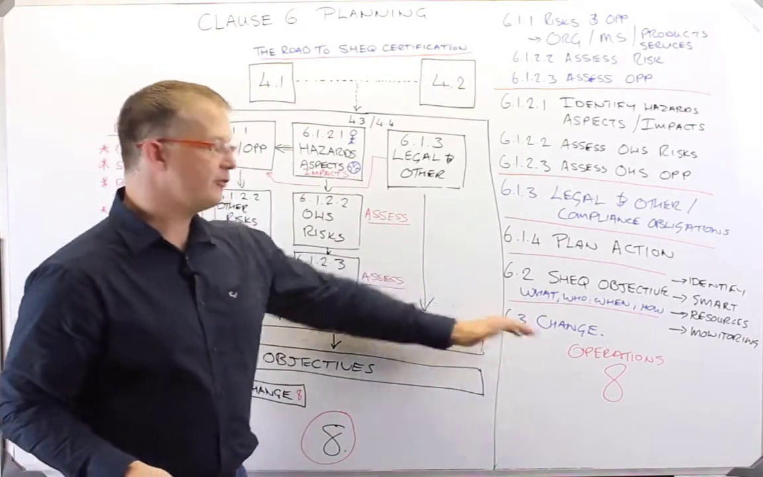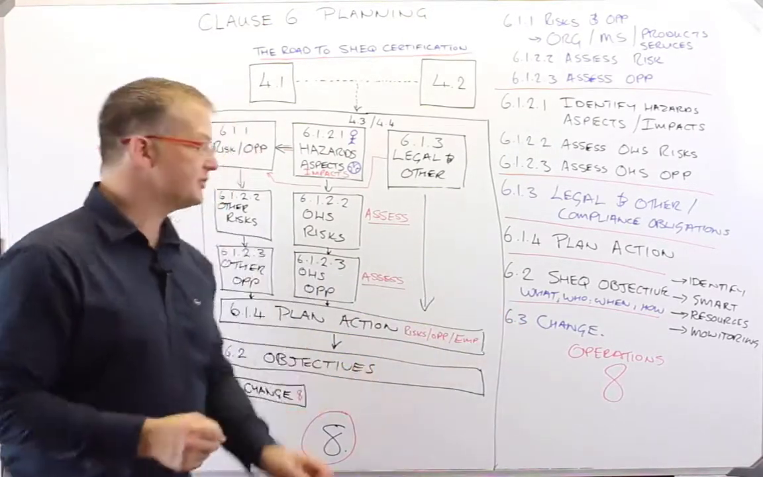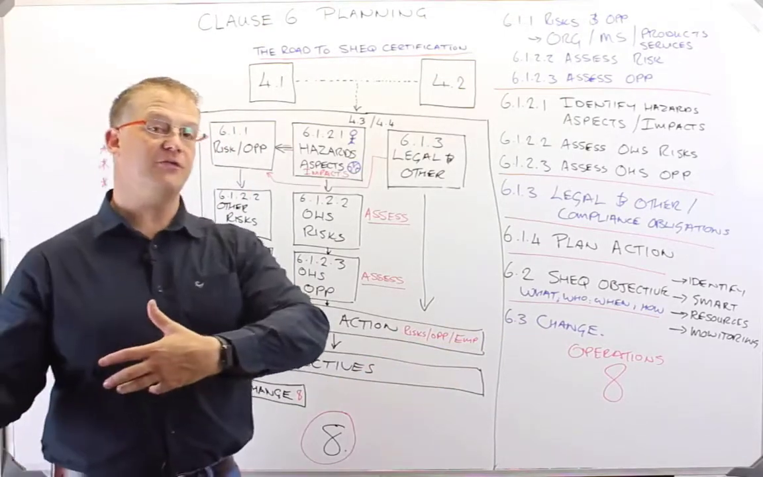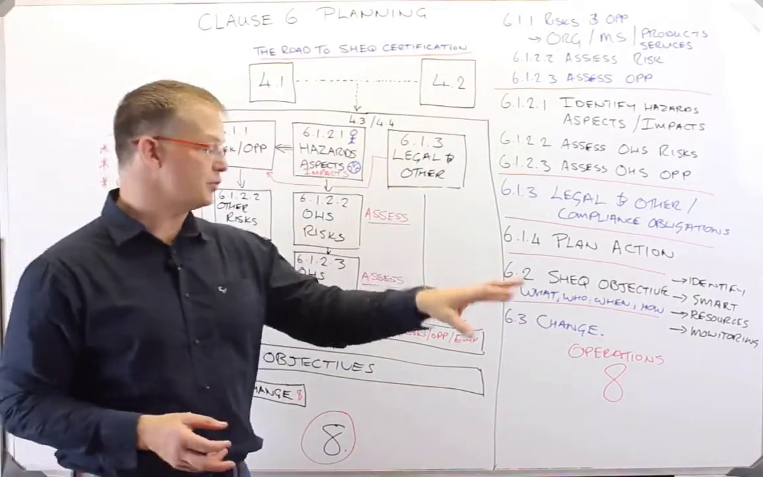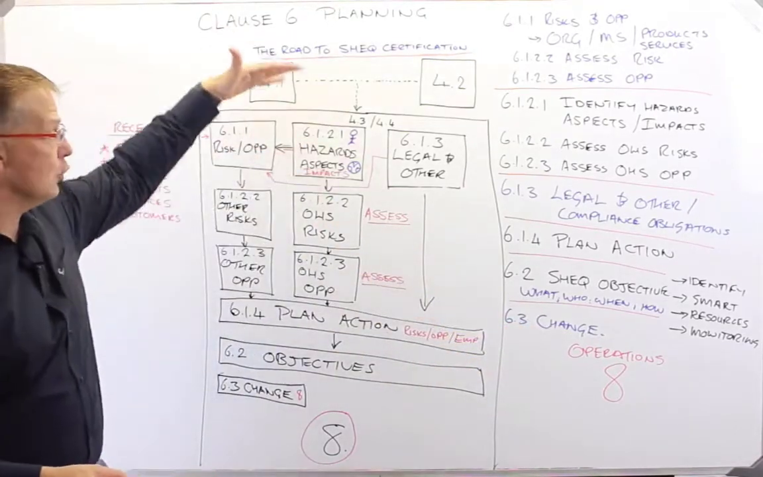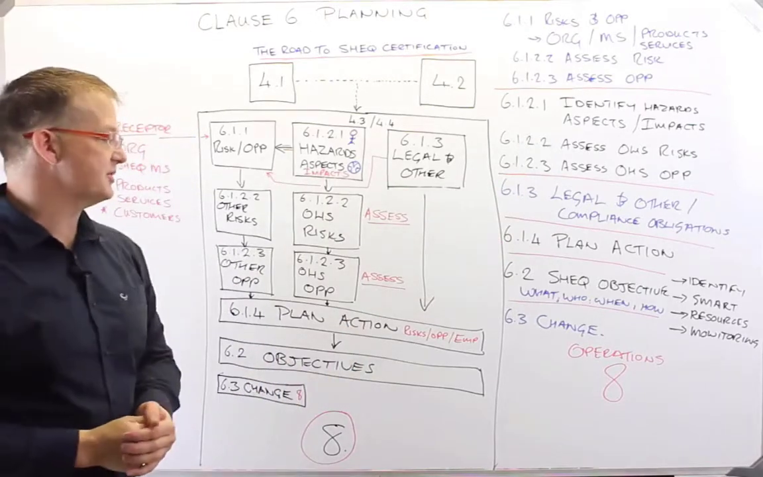Also, 6.3 in ISO 9001:2015 deals with change. You may consider building a change process here at 6.3, or ISO 45001 has built change into clause 8. So you can consider putting 6.3 change in your clause 6 planning processes, or you could build it into your operational processes in clause 8.